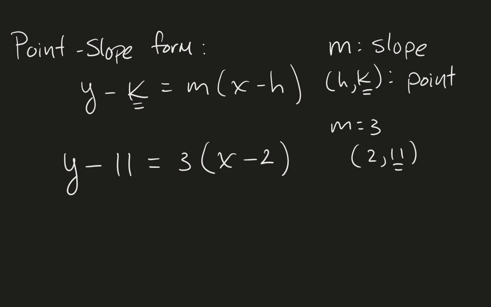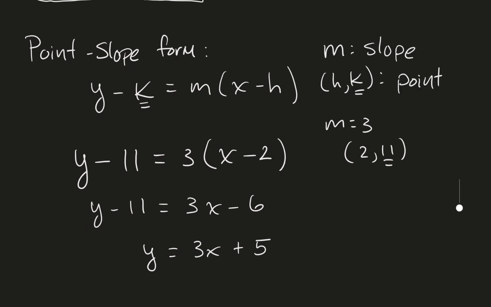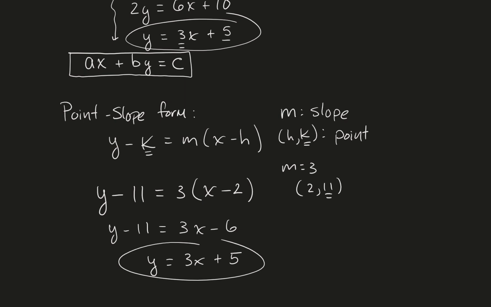I can transform this equation also, if I wanted to, into slope-intercept form. I would do that by rewriting the right-hand side using the distributive property. So this is going to become 3x minus 6. And then if I add 11 to both sides, I get y equals 3x plus 5. So I can see the exact same thing happen here that happened above. I end up getting the exact same equation. In both cases, it's y equals 3x plus 5. So these are two equivalent equations.